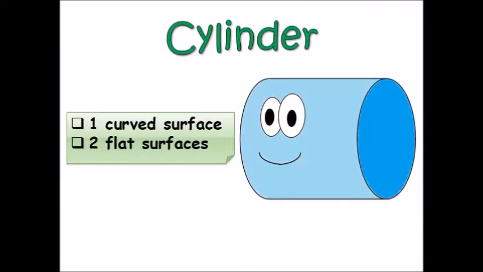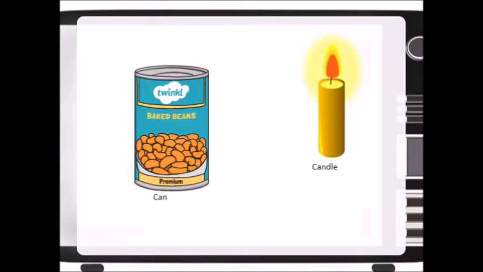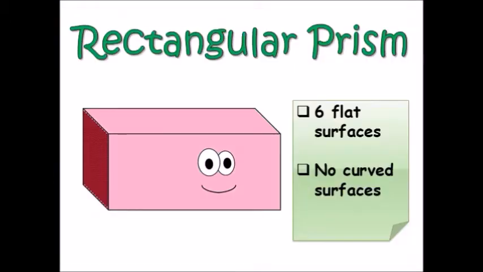This is a cylinder. A cylinder has one curved surface and two flat surfaces. This is one flat surface and the second one is the same on the opposite side. A can or a candle look like a cylinder.